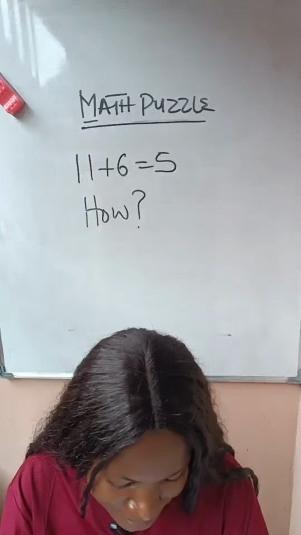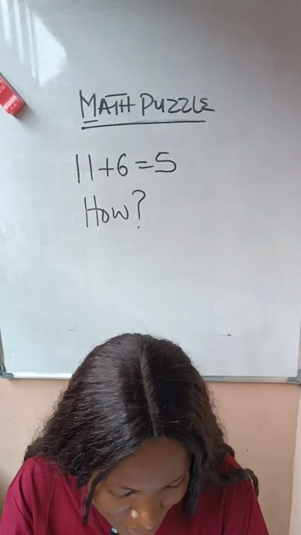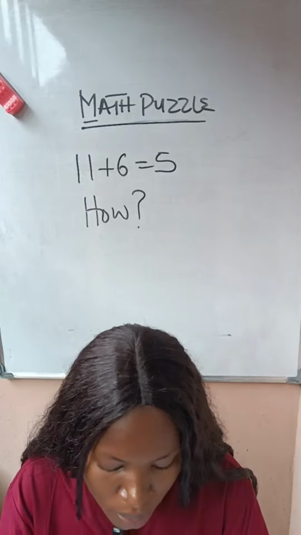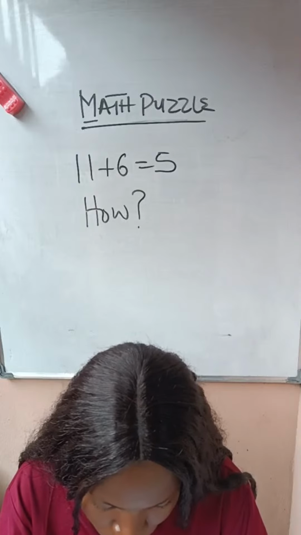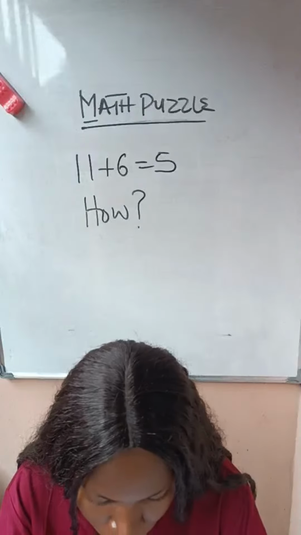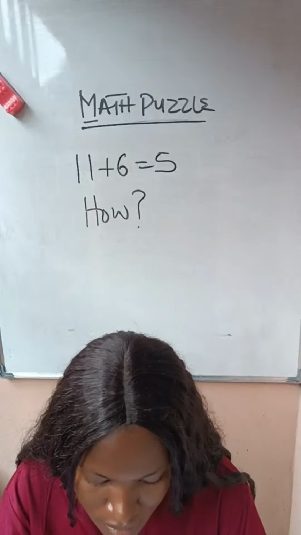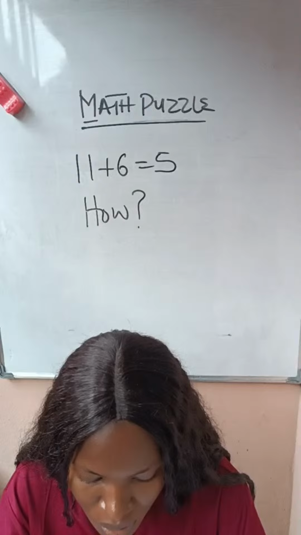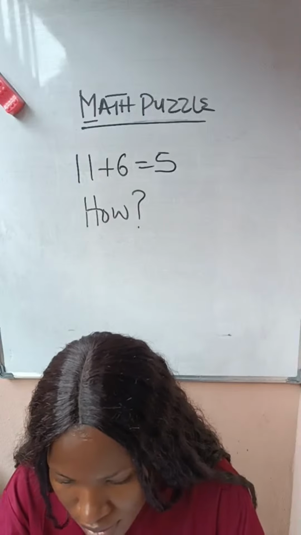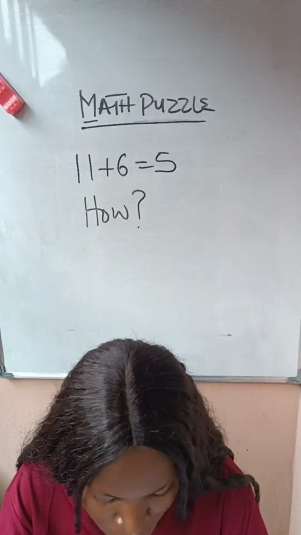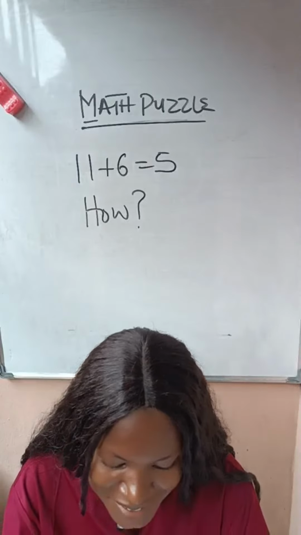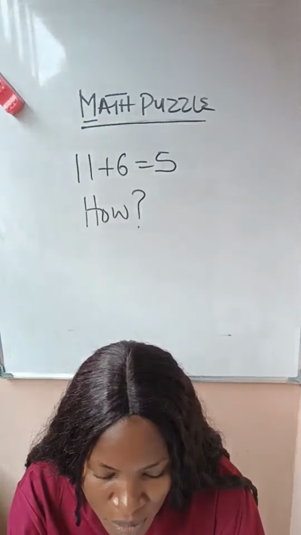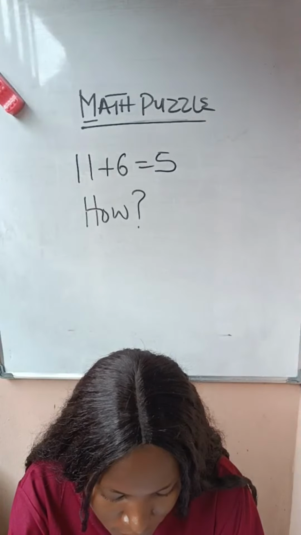You are not touching anything at all, right? Don't remove anything. Don't add anything. The way the question is correct. The equation is correct. So how is it possible? That is the question. 11 plus 6 equals 5.